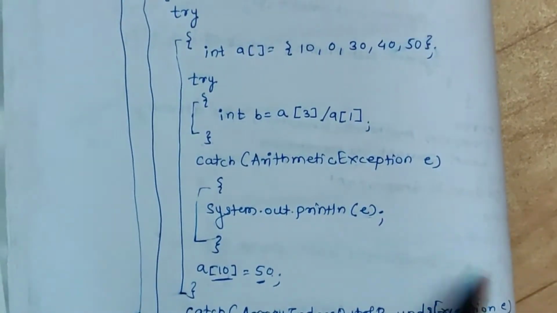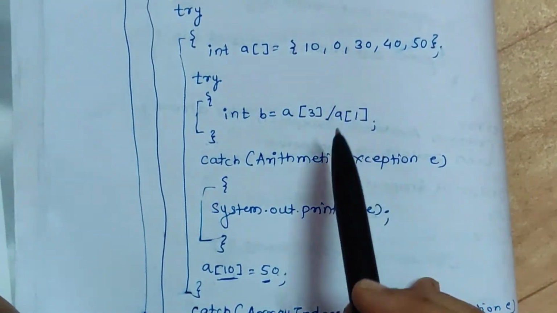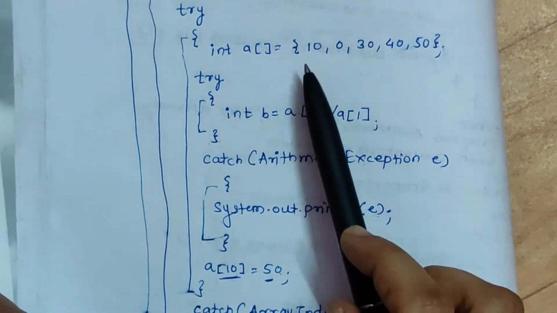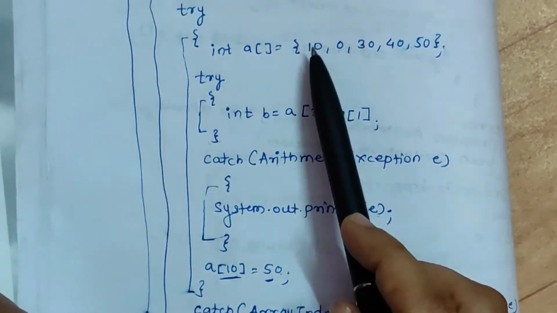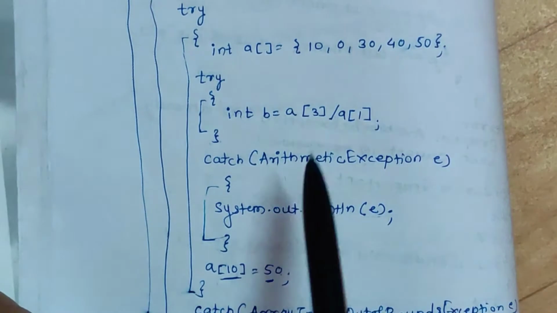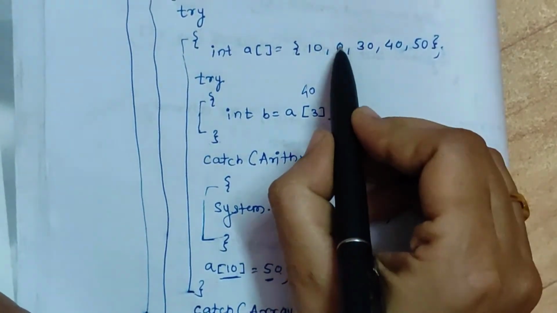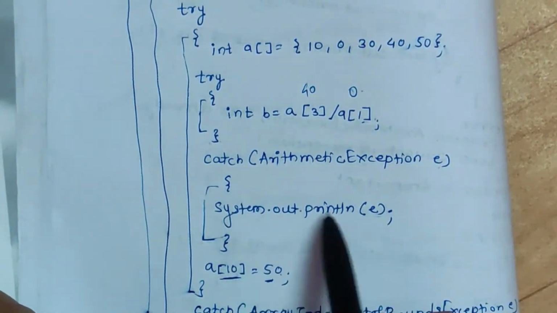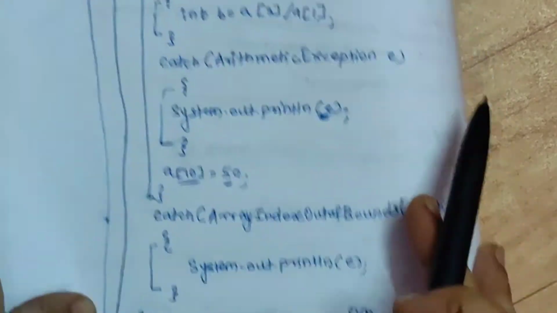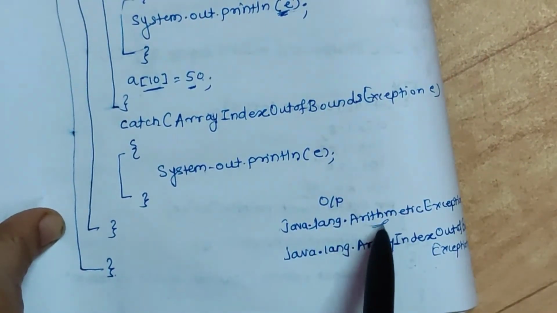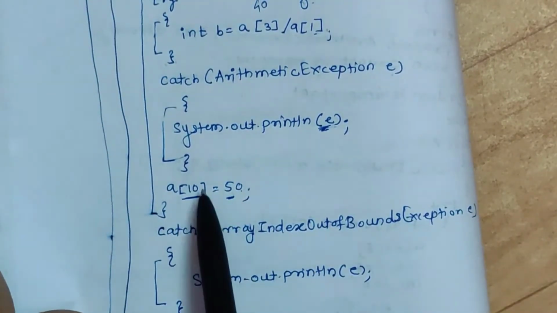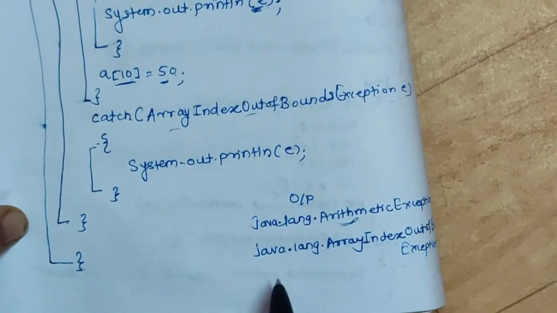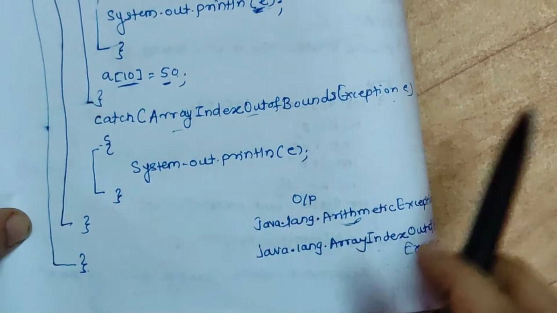This exception will be there because the third element of this array is 30, and the first element, that is 40, a of 3, that is 0 1 2 3. A of 3 will be 40 here, and a of 1 will be 0 here. So 40 divided by 0 is not possible, so it is an exception which will be caught in this catch block, and it will display the message, that is java.lang.arithmetic exception. And when this statement is there, for this statement this catch block will be there, and it will display java.lang array index out of bounds exception.